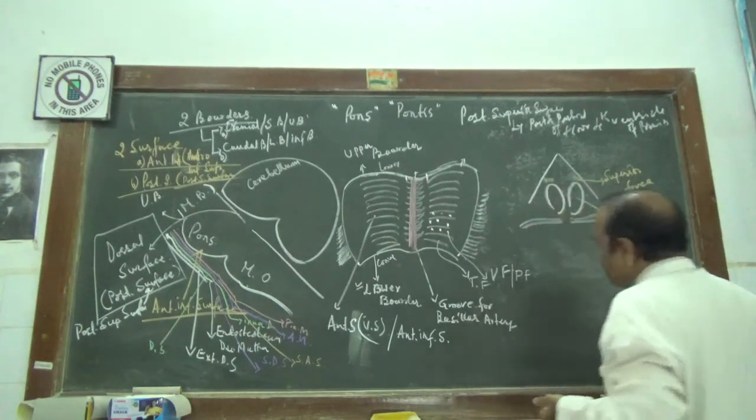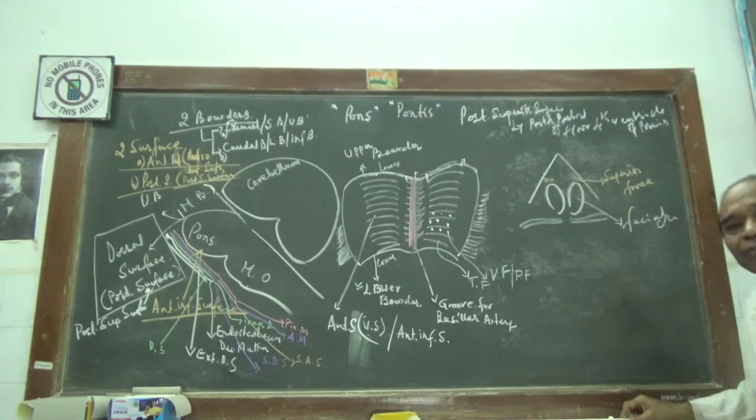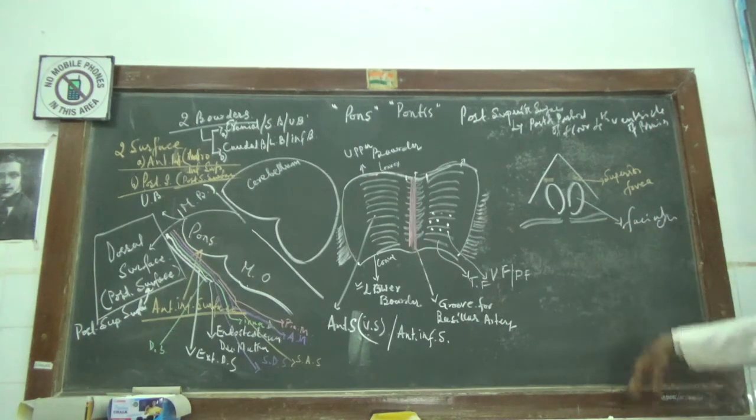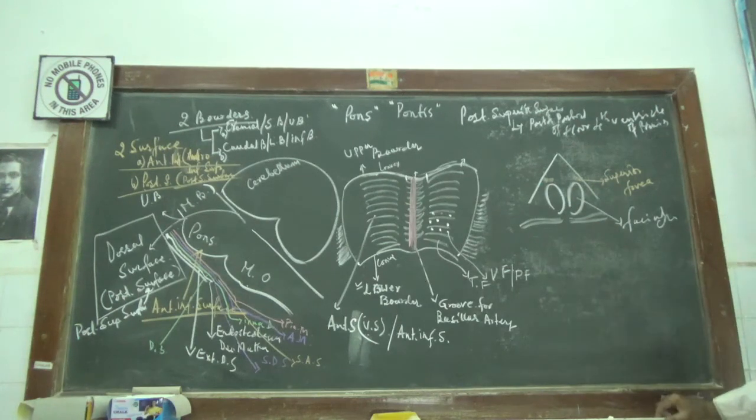This will be the posterior surface of the pons, or the dorsal surface of the pons, or rather the posterior superior surface of the pons, which will form part and parcel of the floor of the fourth ventricle of the brain, along with the posterior superior surface of the medulla oblongata, that we dealt with yesterday.